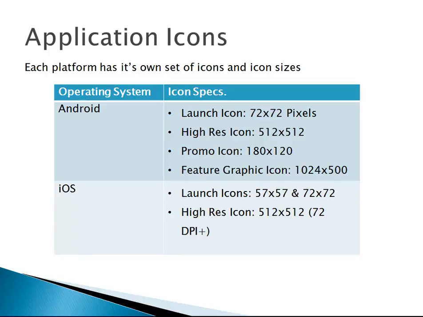You can have a promotional icon, which I believe is optional, which should be 180 width and 120 height, and also a feature graphic icon, which can be 1024 width and 500 height. iOS has 2 launch icons that you should have, which are 57 by 57 and 72 by 72. You should also have a high resolution icon at 512 by 512, which should be a minimum of 72 DPI.